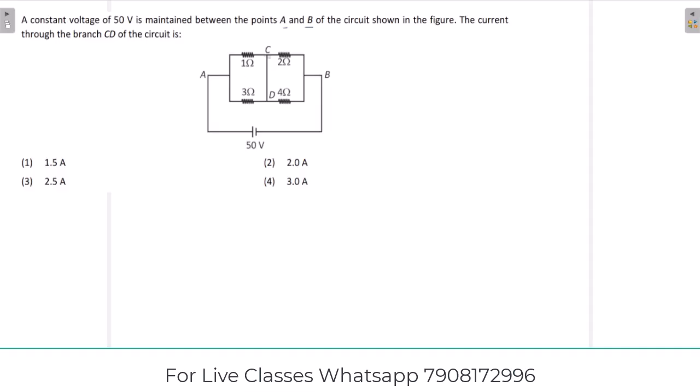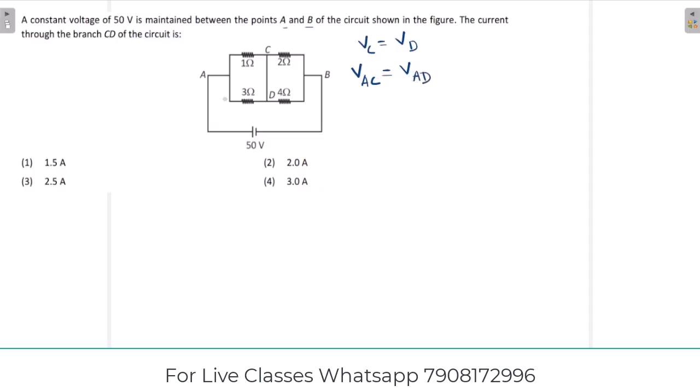So effectively the potential at C and D are equal, that is Vc is equal to Vd. So the potential at C and D is the same. So the potential between the points A and C, that is VAC, is exactly equal to VAD, because C and D are the same point.